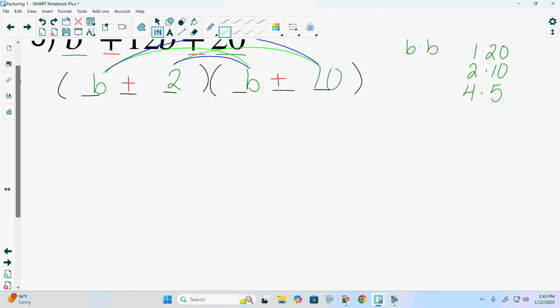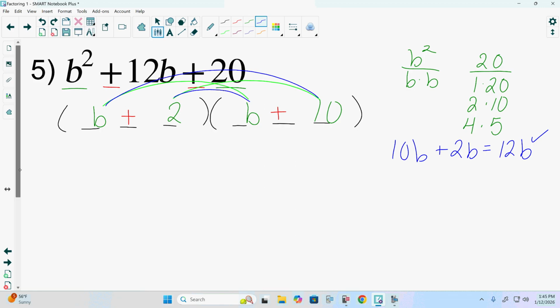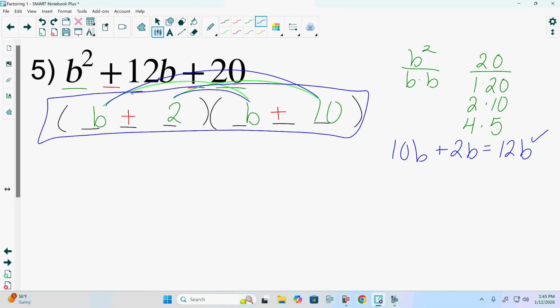But the ones that I do check is b times 10, which gives us 10b. 2 times b is positive 2b. And 10b plus 2b is 12b. Is that the middle term we wanted? Yes. So b plus 2 times b plus 10 are the correct factors.